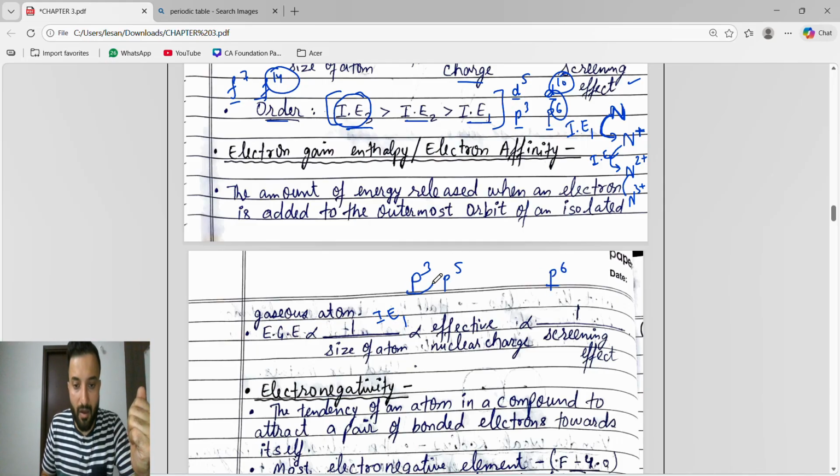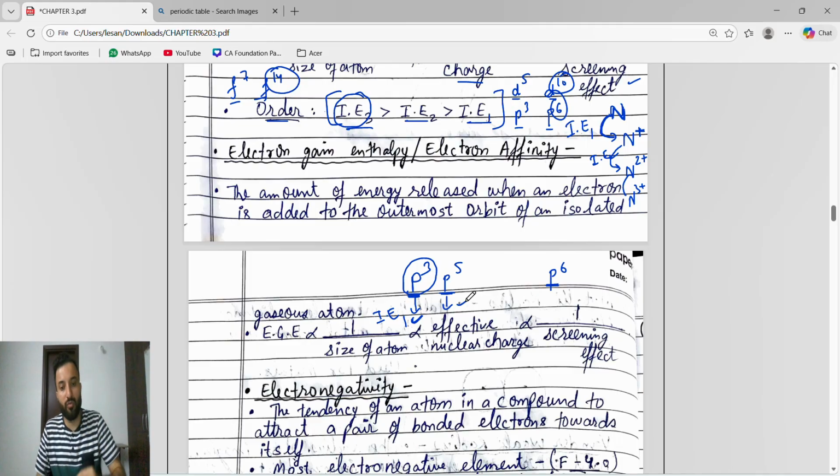So guys, see, this is half filled. But this is not half filled, this is normal. Half filled or completely filled orbitals have a higher ionization enthalpy. So for first ionization enthalpy, P3 will require more energy to remove the electron from half filled orbitals. But P5 is not half filled and not completely filled, so the energy required to remove the electron is very less as compared to P3.